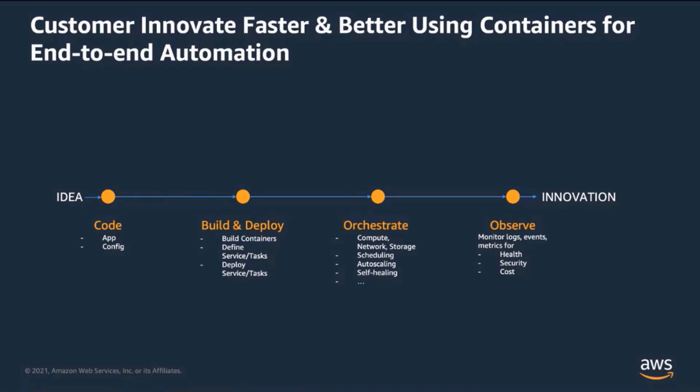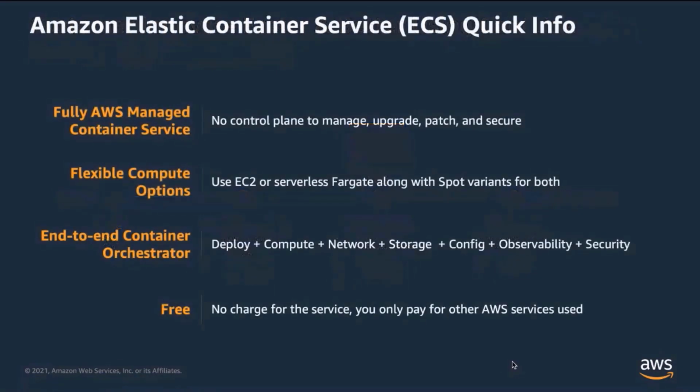And a central piece in that automation is that orchestration service, which essentially gets the containers running and provides you features such as auto scaling, self-healing, provisions all the infrastructure and configures it, and so on and so forth. And one of the orchestration services that we have is the Amazon Elastic Container Service, also known as the ECS.